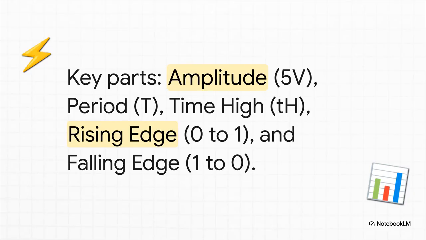So a digital signal has its own special anatomy too. The amplitude is usually fixed. It's either 0 volts or a nice clean 5 volts. It also has a period, just like the analog wave. But now, we're also really interested in how long it stays high versus how long it stays low. And those super sharp vertical jumps, those are absolutely critical. The jump from low to high is the rising edge, and the drop from high to low is the falling edge. Those edges are often what trigger actions in a circuit.